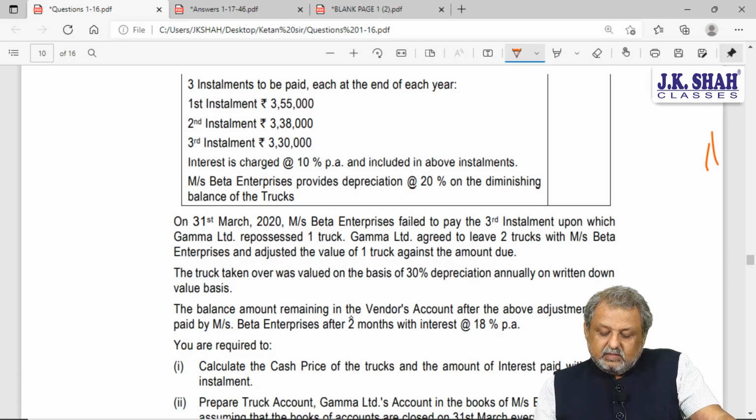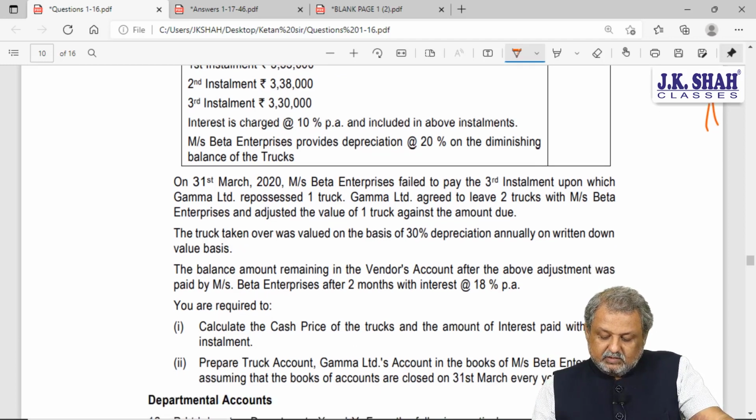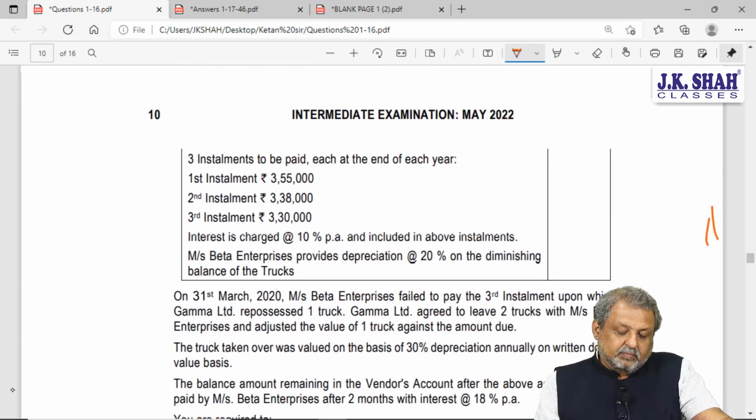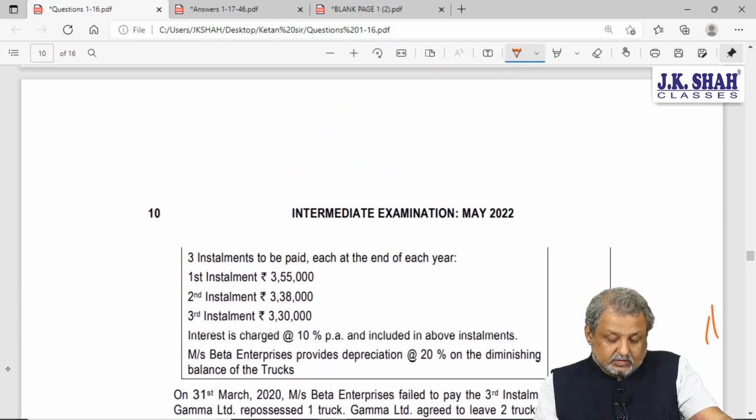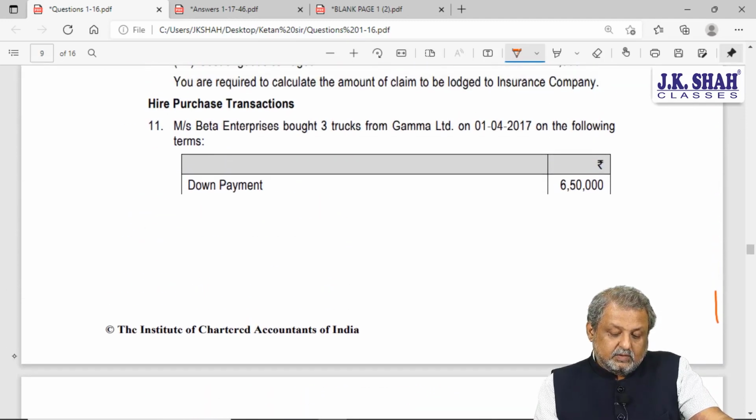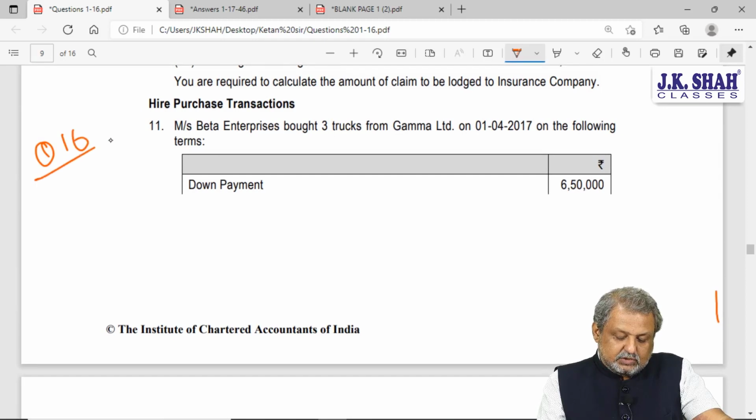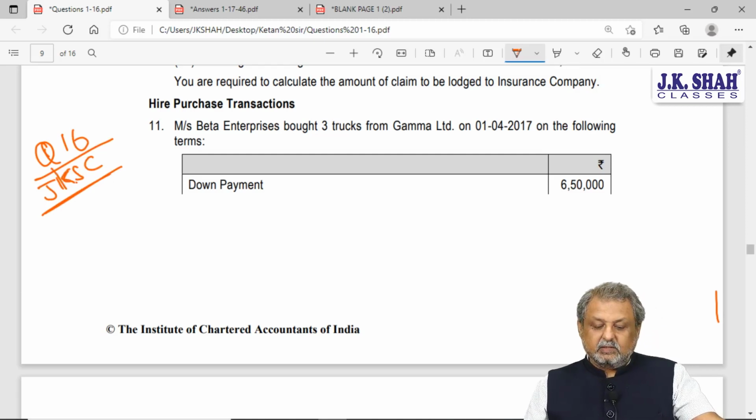The balance amount remaining in the vendor's account after the above adjustments was paid by Beta Enterprise after 2 months with interest at 18% per annum. Calculate the cash price and the amount of interest paid with each installment. Prepare the truck account, the vendor's account. Now, this question is very similar to question 16 of the JKSC textbook.